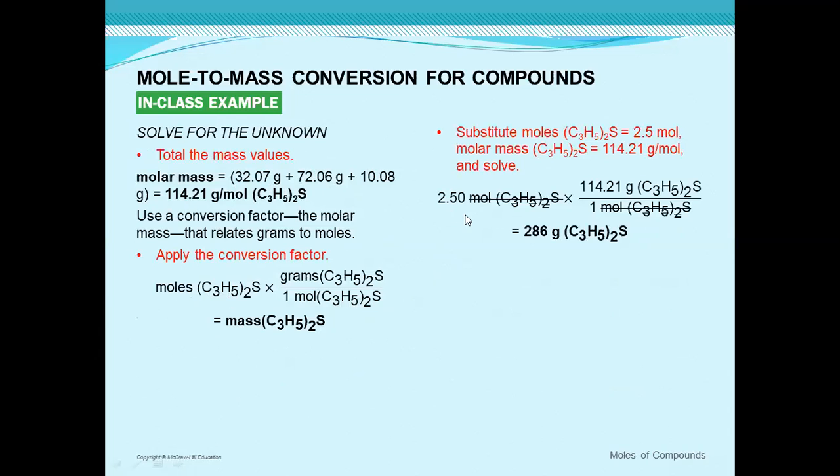Now the number of moles of the compound is 2.50 mole. Number of moles equals mass of substance divided by molar mass, so the mass of substance equals 2.50 times the molar mass of the compound that we got. So it will be equal to 186 grams.